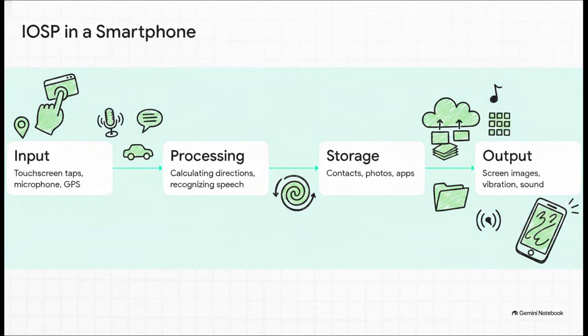And this whole cycle is happening constantly right in your pocket. With your smartphone, input is your touchscreen taps, or maybe your GPS signal. Processing is the phone crunching numbers to calculate your driving directions. Storage is holding on to all your photos and apps. And output is the screen lighting up or that vibration when you get a text.